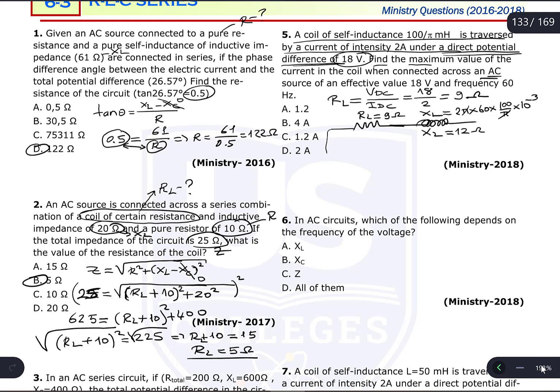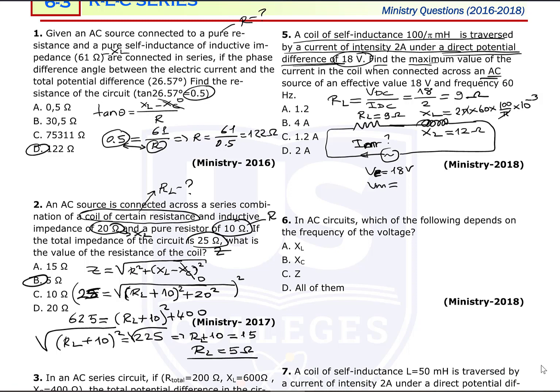Now this coil is attached to a generator whose effective potential difference is 18 volt. So find the current. How much is the current? The maximum value of the current is the question. Yes, the maximum value of the current is the question. But the effective potential difference is given to us, 18 volt. Maximum potential difference must be the effective value multiplied by root of 2. So 18 times root of 2 volt is the maximum potential difference.